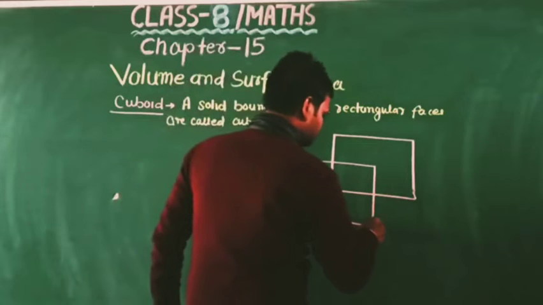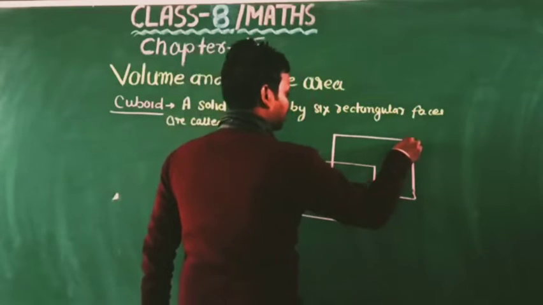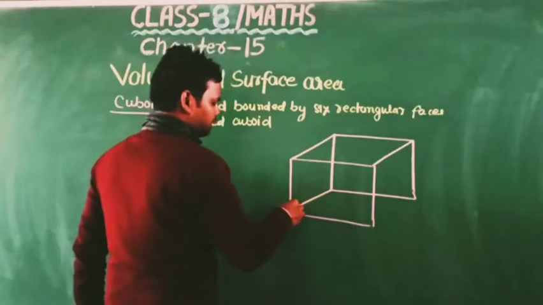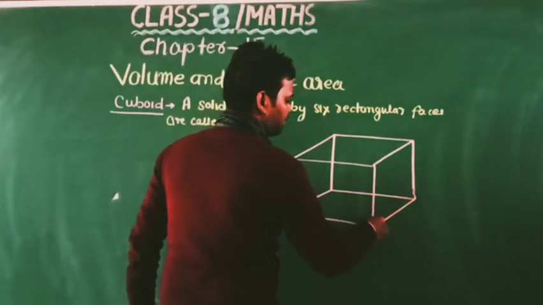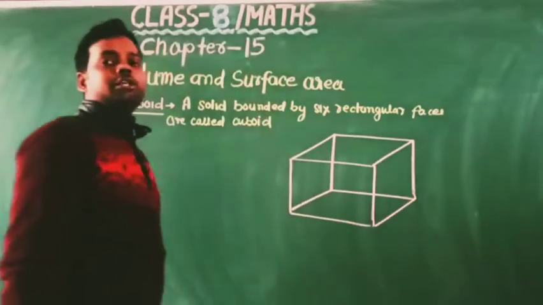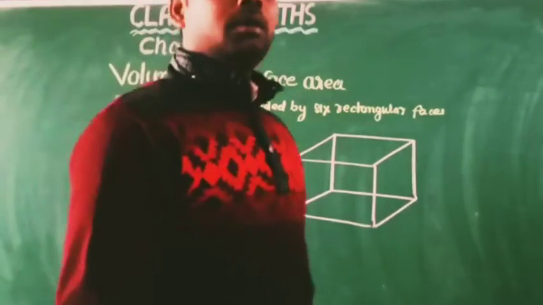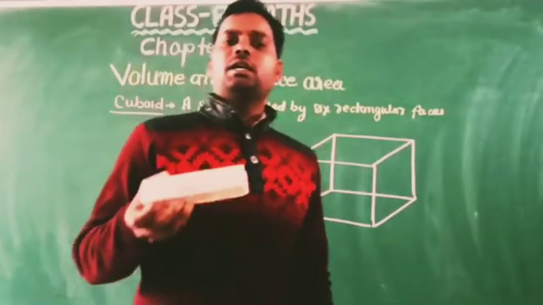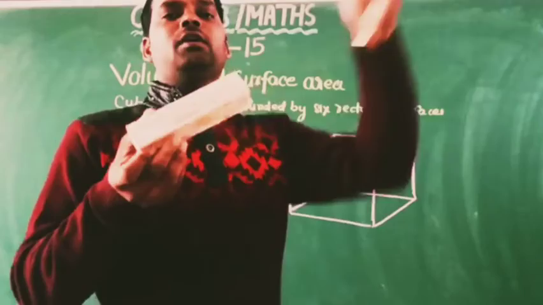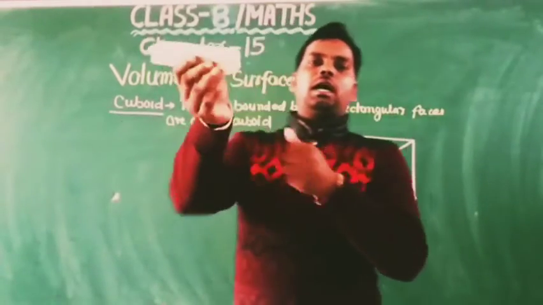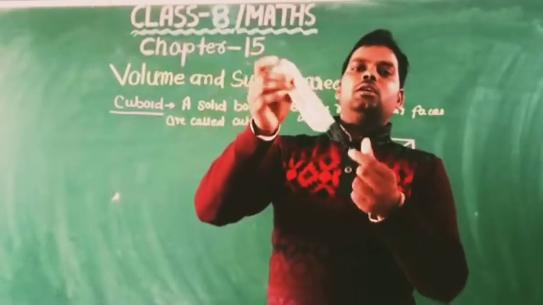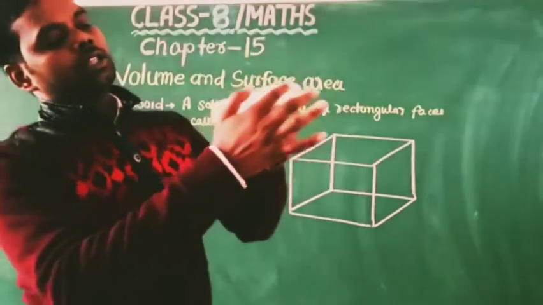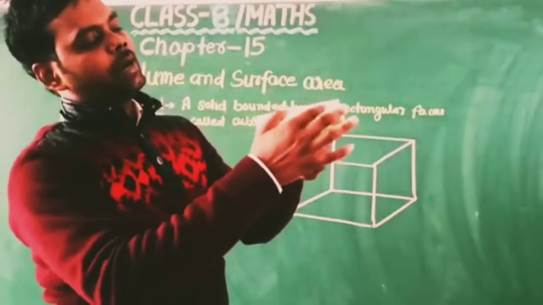this is the figure of cuboid bounded by 6 rectangular faces. The example of cuboid is duster, matchbox, books, etc. This is in the shape of cuboid. Okay, we can see in my hand we have a duster. So this is the shape of cuboid. Okay, this is a face of the cuboid.